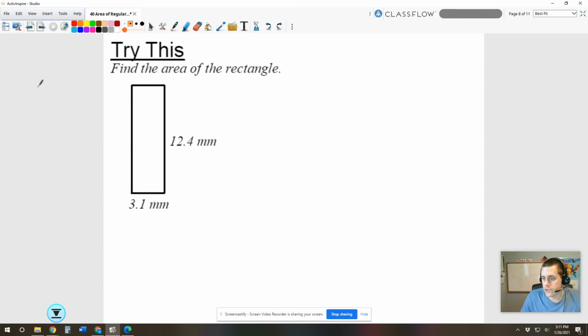All right, here's a rectangle for you to try. Go ahead and copy down the appropriate formula. Find the area of this rectangle. Make sure you provide proper units. Pause your video. When you have everything done, come back and check your work.